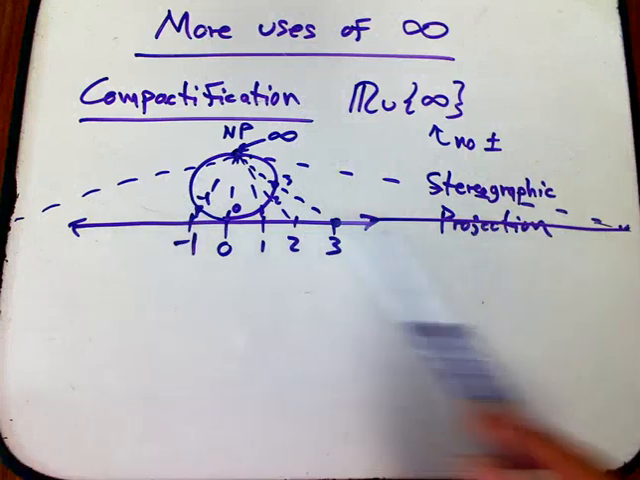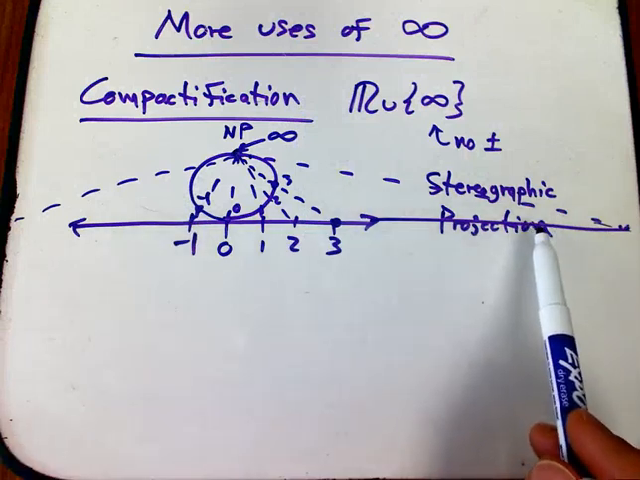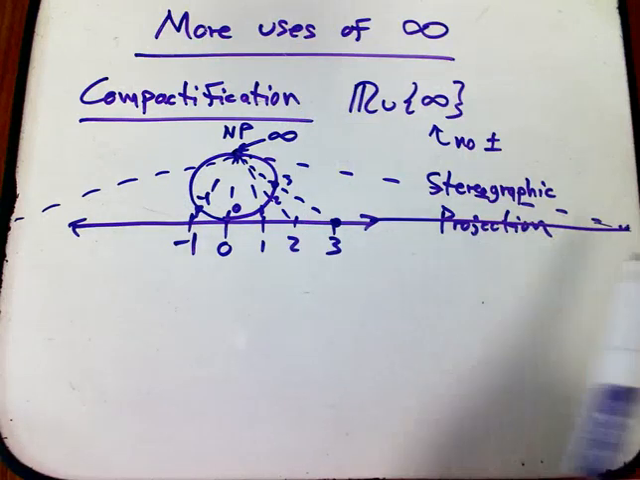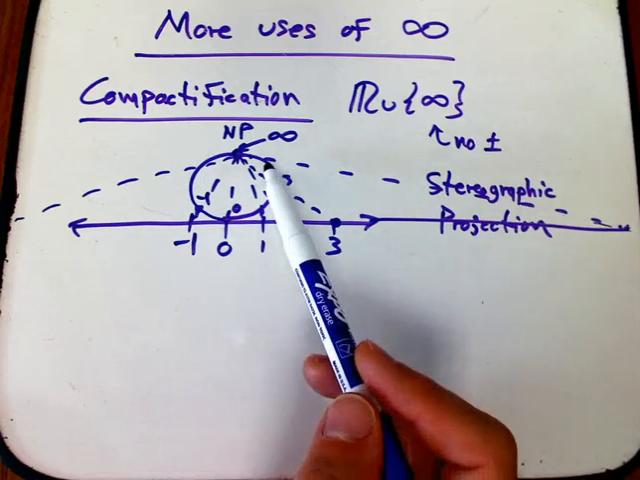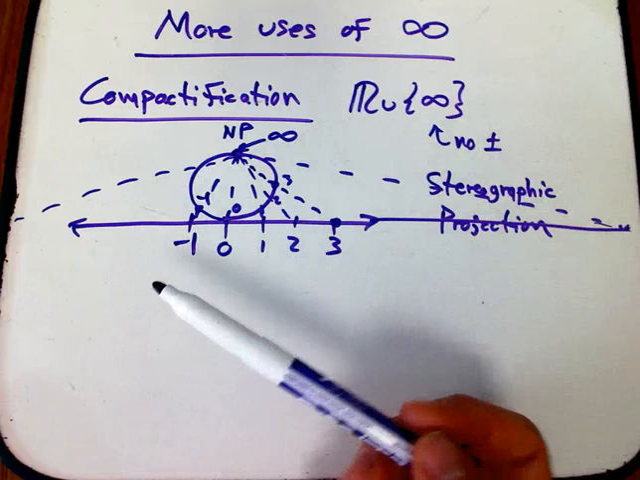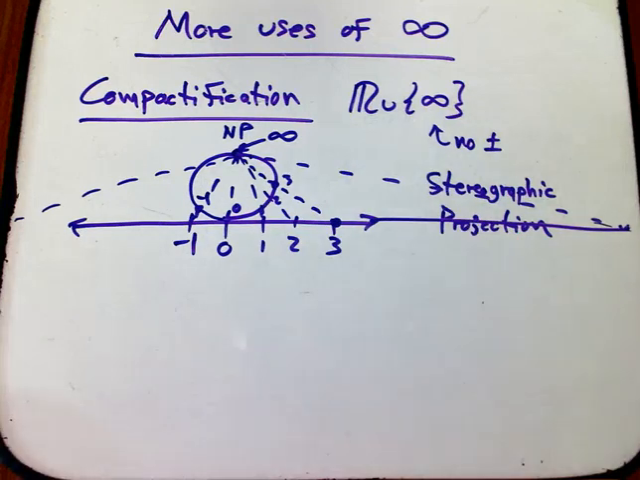R is what's called a non-compact topological space. You can kind of run off to infinity. You can run off in some direction forever and ever and ever and not get anywhere. And the circle is what's called compact. That's not true of the circle. You can't run off to infinity. So this is a classic case of the compactification of something.